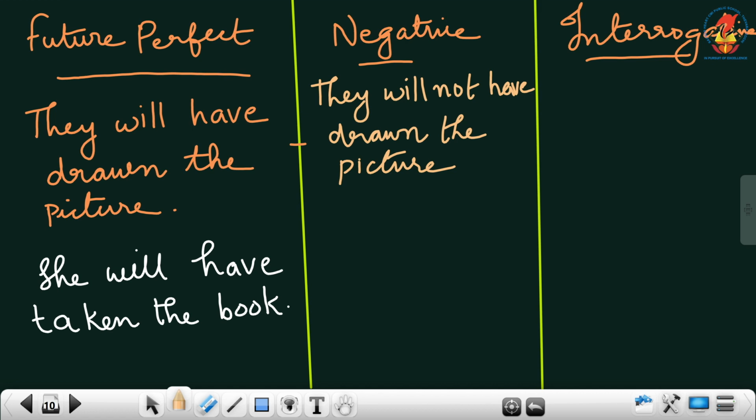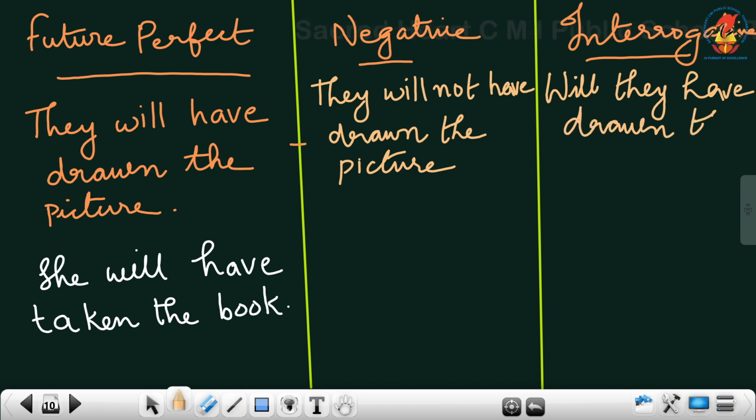Then how can you make interrogatives in future perfect? By adding the question word in the beginning, is it? So, will they have drawn the picture? Will they have drawn the picture? Put a question mark. Hope everybody made it correct.